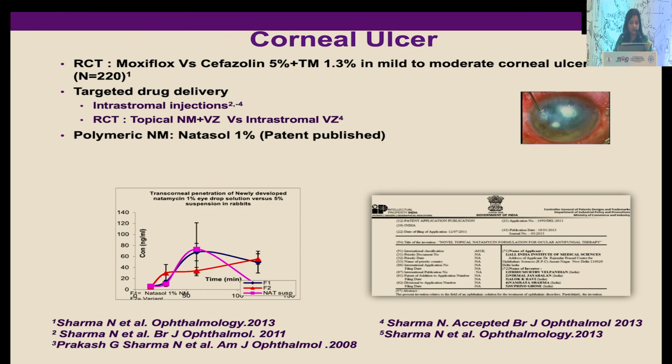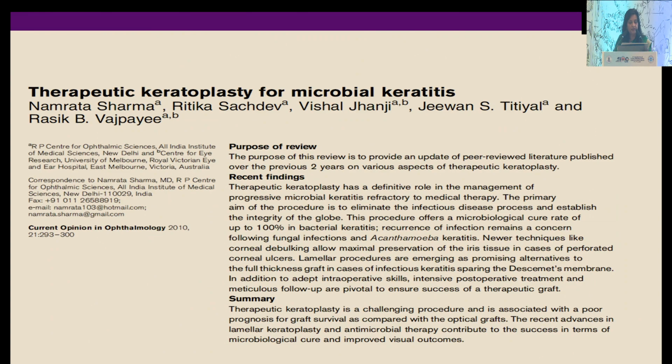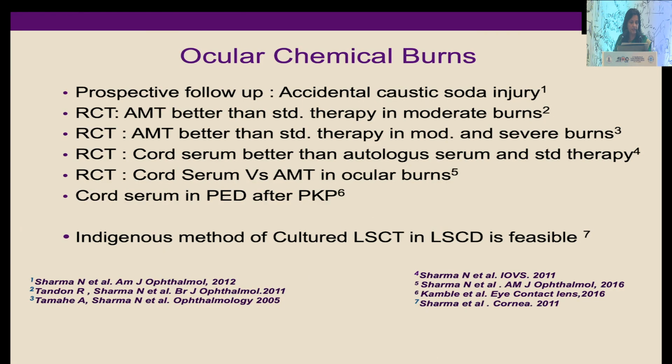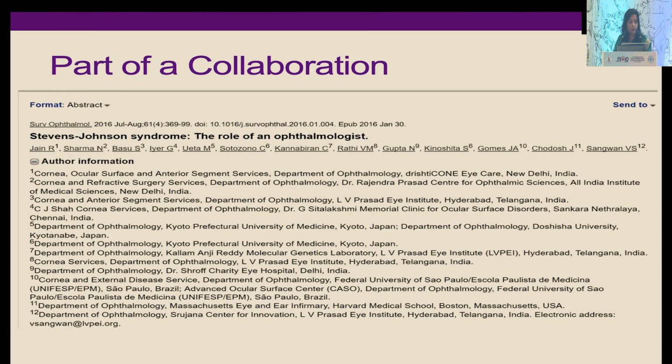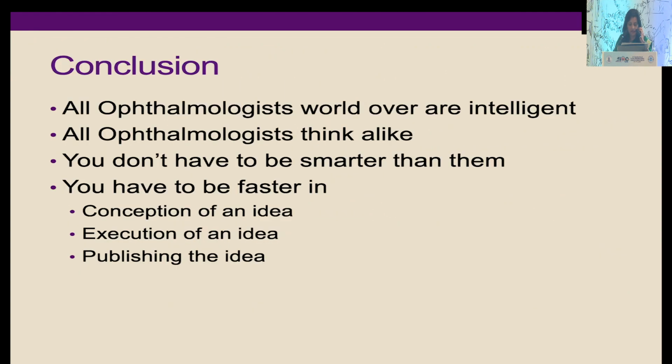For instance, when you publish in a particular field, then you write review articles, you have patents, and then people invite you to Survey of Ophthalmology or Current Opinion to write review articles on a particular subject. So this is like chemical burns, and then we did randomized controlled studies. Then we became a part of a collaboration of chemical burns and acute Stevens-Johnson syndrome, a larger group.